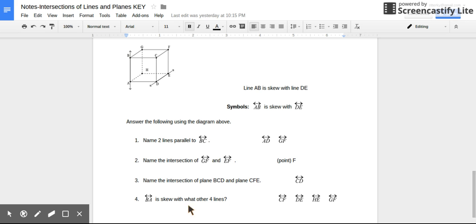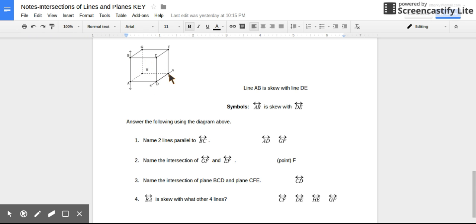Line BA is skew with what other four lines? So here we're going to talk about all the possible skew lines in this diagram. Here's line BA. Line CF is skew. It's not going to intersect. We talked about that. It's parallel. Line DE is also not going to intersect. They're on a different plane.